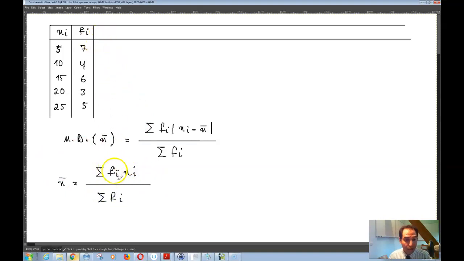So if I calculate f_i times x_i, what I will get is 5 times 7 is equal to 35, 4 times 10 is equal to 40, 6 times 15 is equal to 90, 3 times 20 is equal to 60, and 5 times 25 is actually 125.